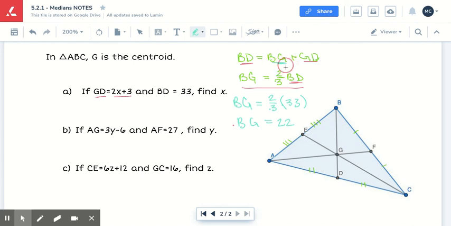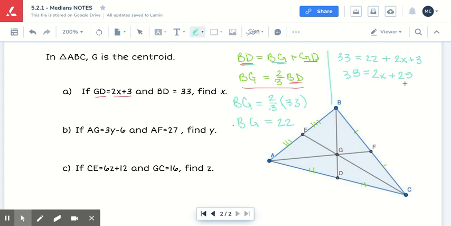Now I can take this back and put it in here. I'm going to put 33 here and 22 there. And then for GD, I'm going to put in 2x plus 3. So here we go. I've got 33 for BD, I've got 22 for BG, and then that's plus 2x plus 3. Now I just need to do a little algebra to solve. I'm going to start by combining like terms here. So this would be 2x plus 25 equals 33. That was using the substitution property of equality.